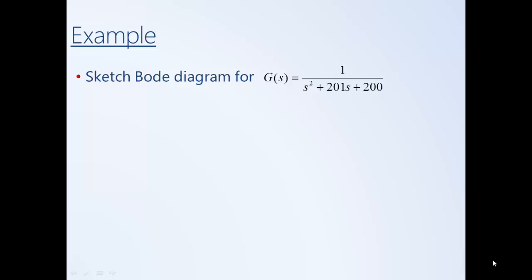We'll now go ahead and sketch the Bode diagram of another example. In this case we have a second order system, but it's overdamped, because zeta is greater than 1. And overdamped means that the poles of the transfer function are real. So we can take this quadratic denominator and factor it into a term s plus 1 and a term s plus 200.